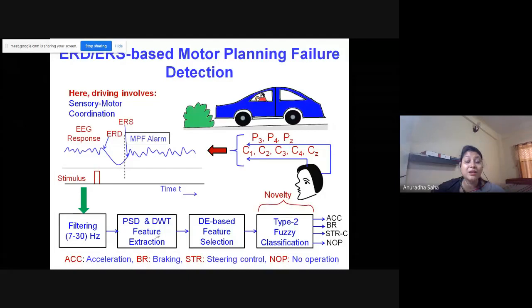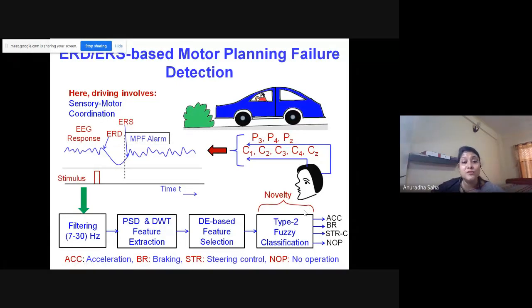Like we can combine PSD plus DWT, or take power spectral density alone, or take the adaptive autoregressive parameter alone. Then we can club the combination of PSD and AR. Our motto is to extract the most significant features, so that those significant features are able to classify the correct class.